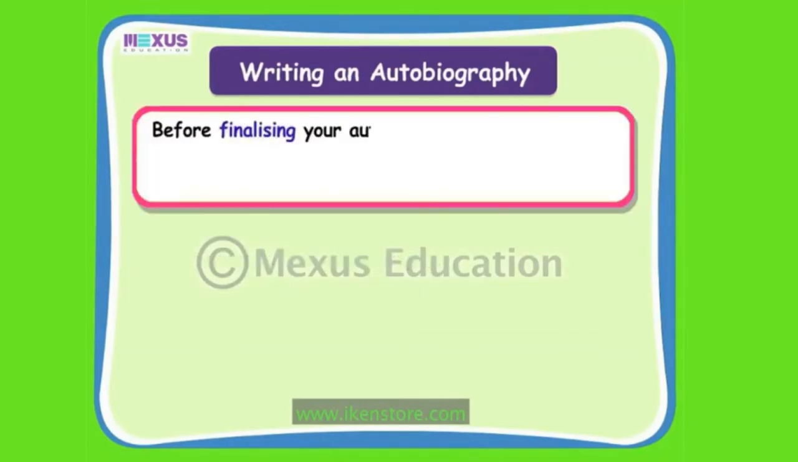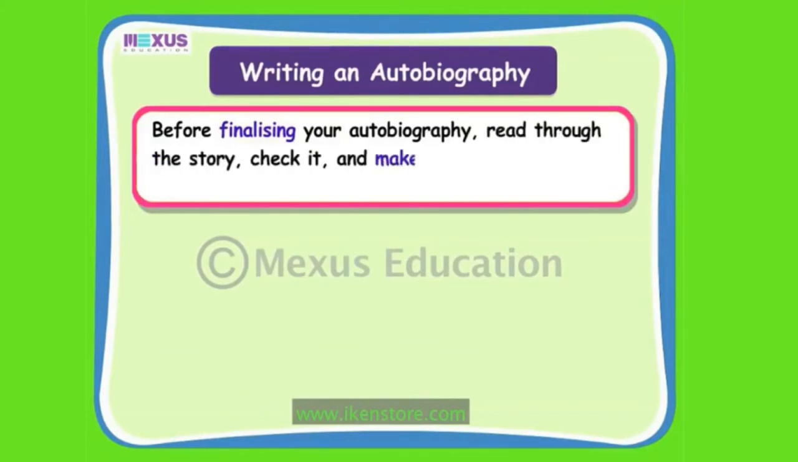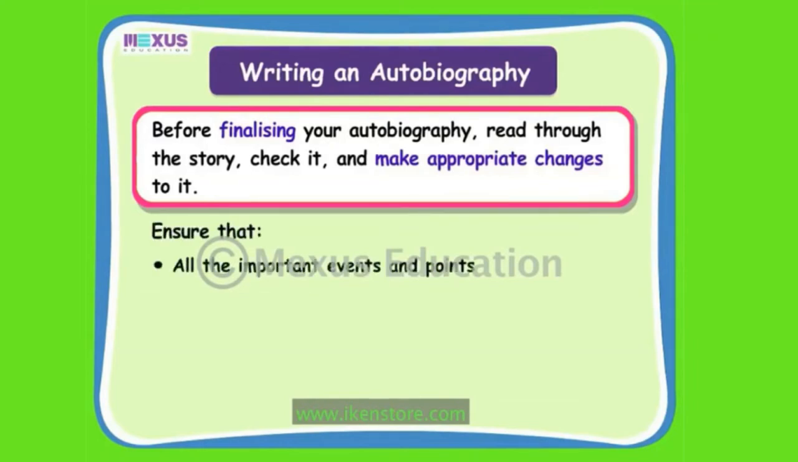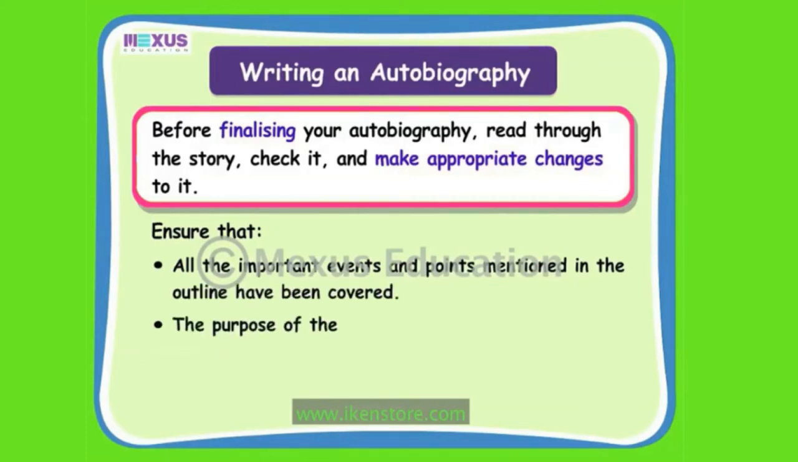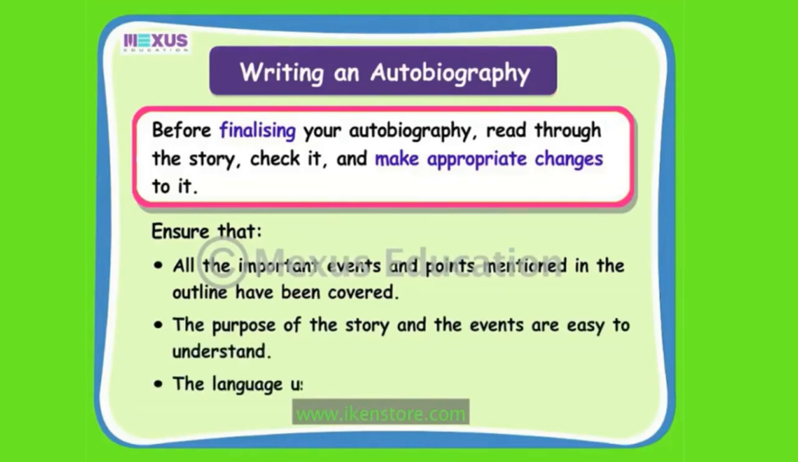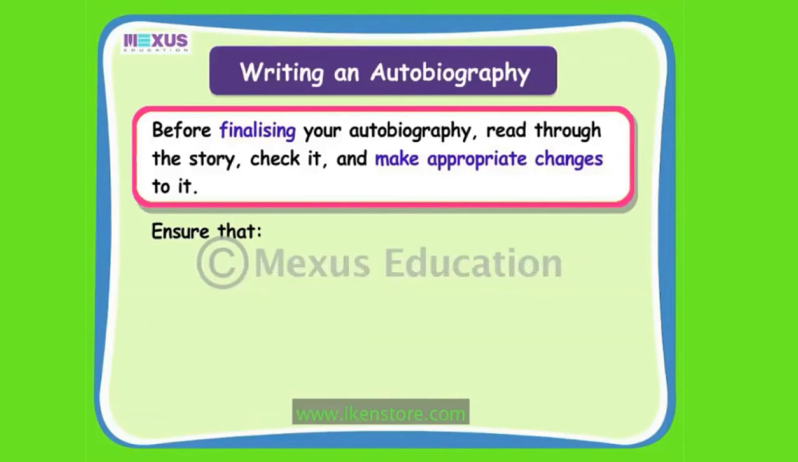Before finalizing your autobiography, read through the story, check it, and make appropriate changes to it. Ensure that all the important events and points mentioned in the outline have been covered. Ensure that the purpose of the story and the events are easy to understand. Ensure that the language used is simple yet descriptive and engaging.